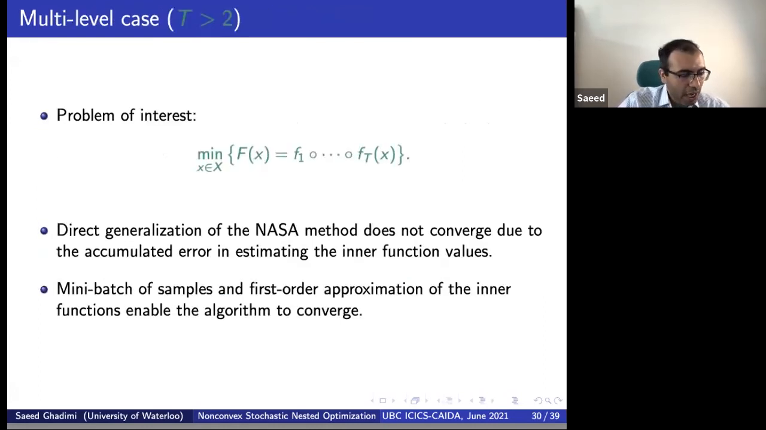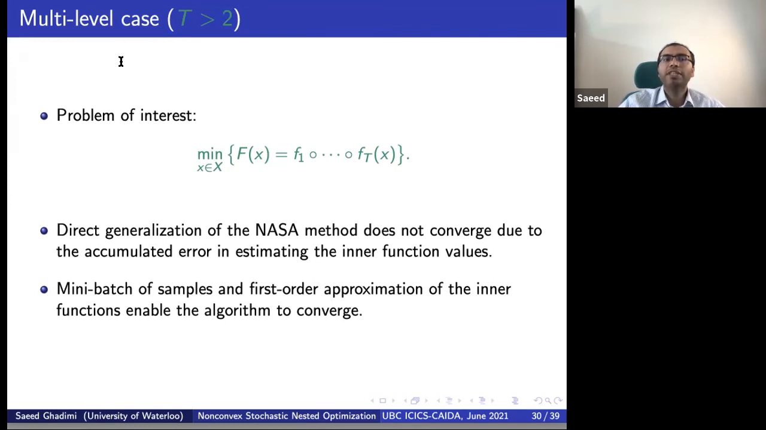So in the remaining time, I want to talk about the generalization to the multi-level case. What happens if we have more than two functions? In this case, direct generalization of the NASA method does not converge due to the accumulated error in estimating the inner function values. For the two-level case, we just have one inner function, and we can handle the errors associated with estimating that inner function.